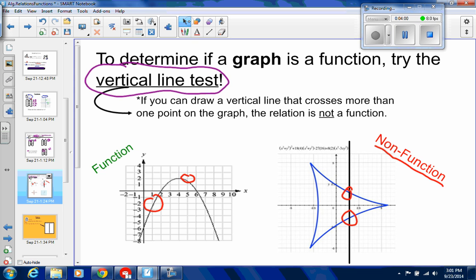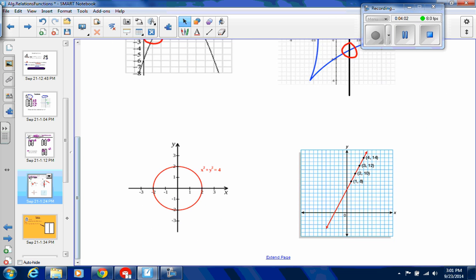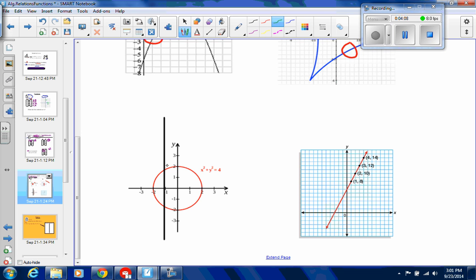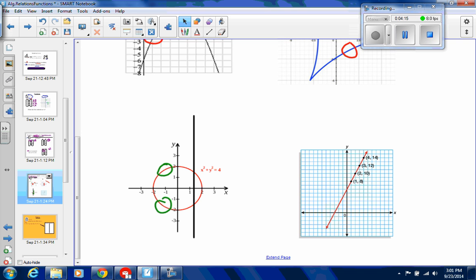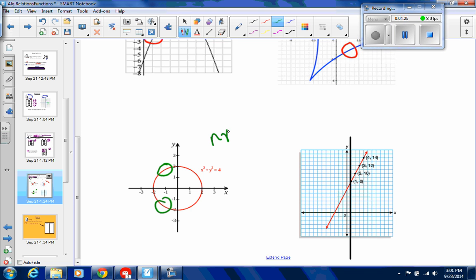All right, a couple last examples to refresh. This one, I'll grab this down here. Again, just about anywhere on here you'll be able to find more than one crossing of the circle. So there's two spots. That means it's not a function. And the one to the right, check that one out. Anywhere over here, it never crosses more than once, so it is a function. So no for this one, yes for this one.